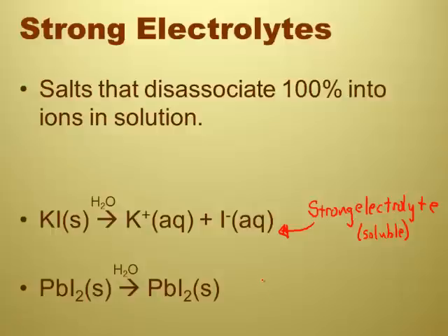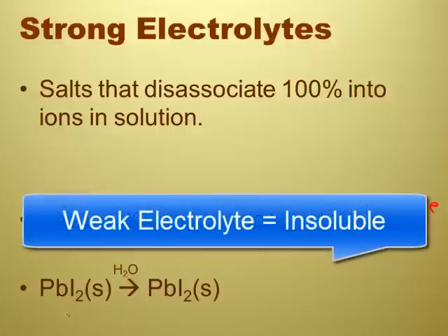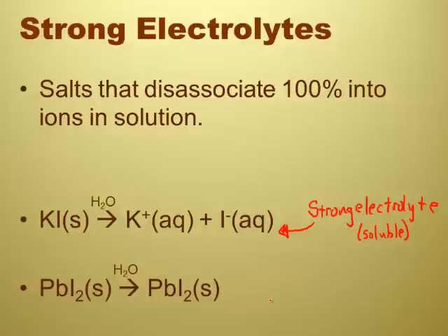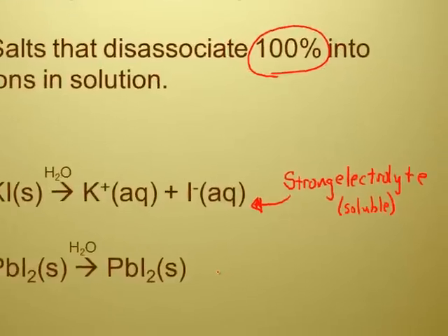Correct. Now, weak electrolytes, you can kind of infer that they will not dissociate 100% into ions in solution. So when you take lead iodide, for instance, and put it in water, it doesn't dissociate into the lead and the iodide ion. It stays solid as lead iodide. It might dissociate just a bit, but it's not going to dissociate 100%. That's the key to this definition. And again, that's when you put reasonable amounts of the salt in.